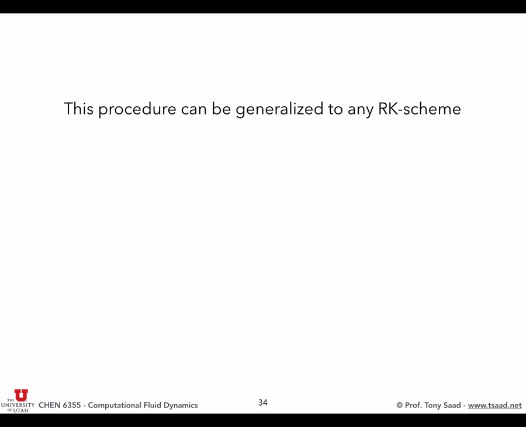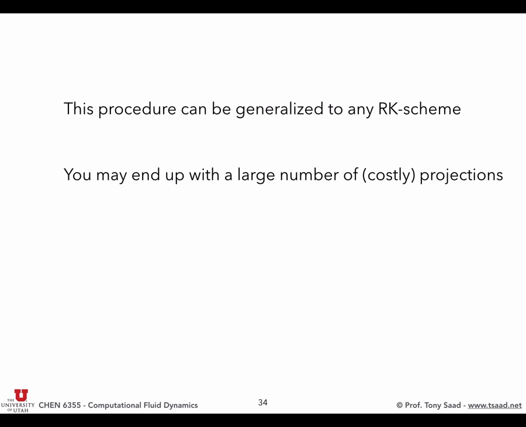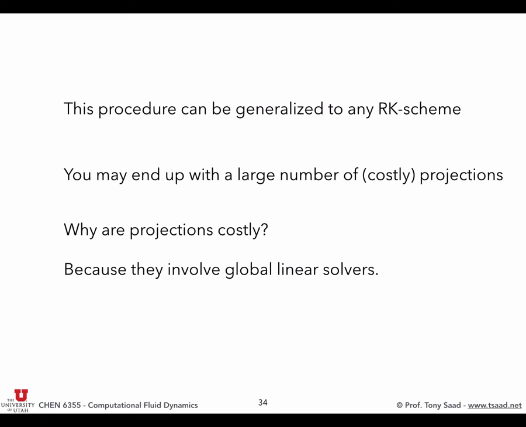Okay, so this procedure can obviously be generalized to any RK scheme, but you may end up with a large number of costly projections. So why are projections costly? It's because of the linear solver. So think of this, think of that you're doing this on a supercomputer. And the Poisson equation, the pressure matrix, combines all of the processors on the supercomputer.